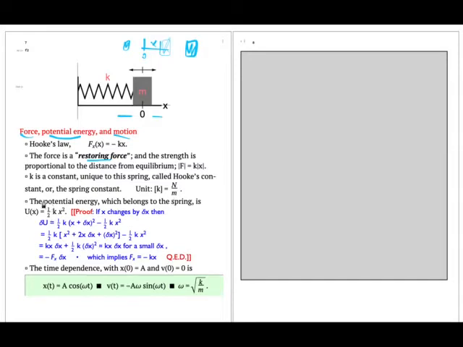All right, so now that's the force. Now the way we're going to figure out the motion of this mass is using energy. So now we have to know what's the potential energy of a spring.